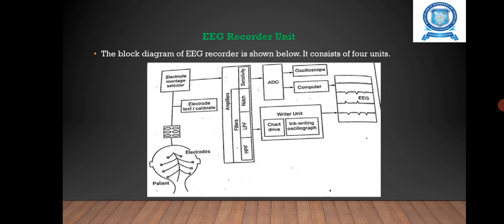Next is the writer unit. What is the usage of the writer unit? It is usually of the ink type, a direct writing record. The best type of pen motors used in EEG have a frequency response of about 90 Hz. Modern PC based machines give a printout from a laser printer. Then the next one is the paper drive. The paper drive is provided by a synchronized motor. Paper speeds of 15, 30 and 60 mm per second are essential.